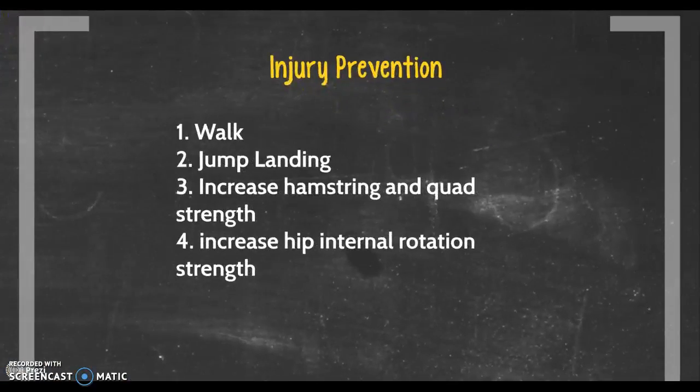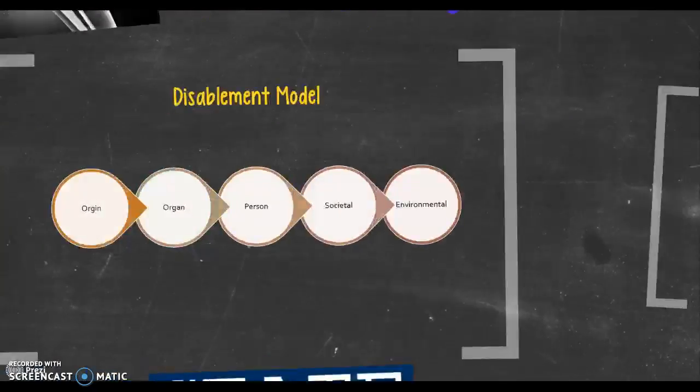So how does this fit into injury prevention? As I alluded to before, walking is important for these patients to make sure that they don't jump from an inactive lifestyle to a very active lifestyle. We want to improve the jump landing biomechanics, increase the hamstring and quad strength, making sure that we are mindful of the quad to hamstring ratio, and make sure there's an increase in hip internal rotation strength.